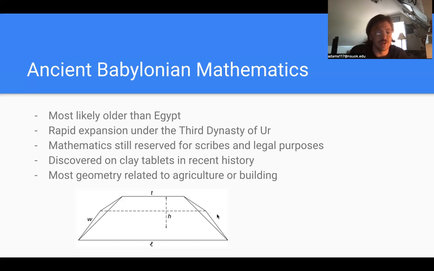Here we see the dimensions of a grain pile. And so we can kind of get a view into why they used mathematics. They used it to discover how much grain they had. And this is a picture of what they would have been using in their time.